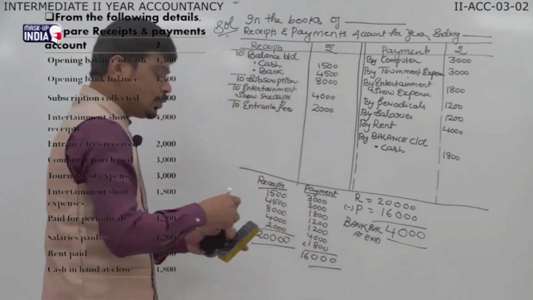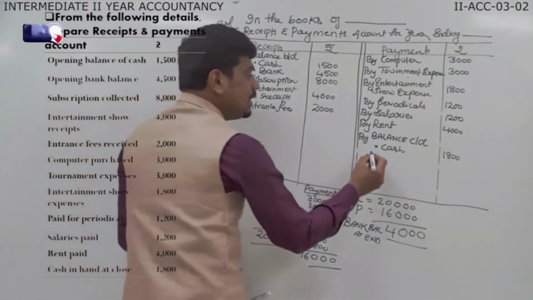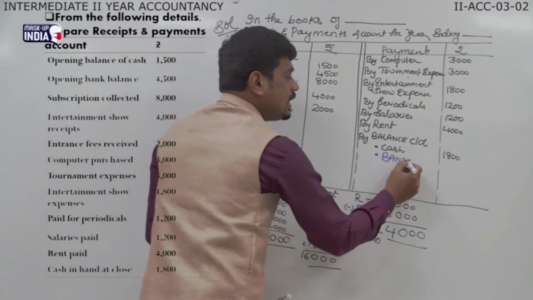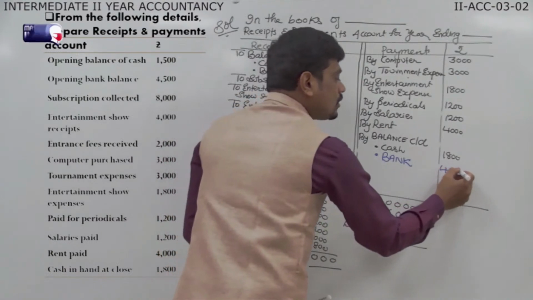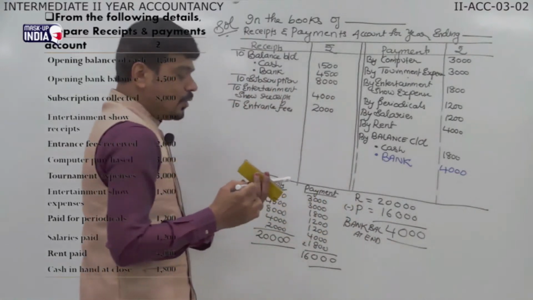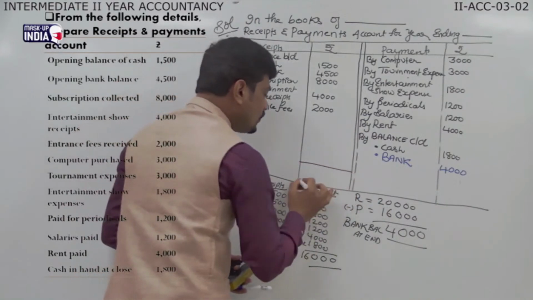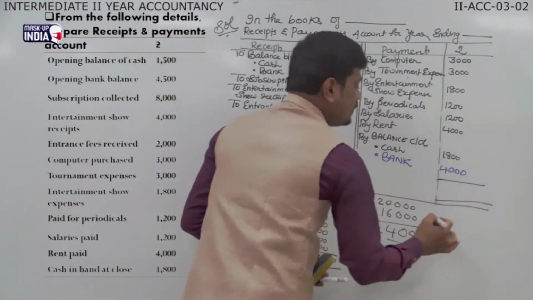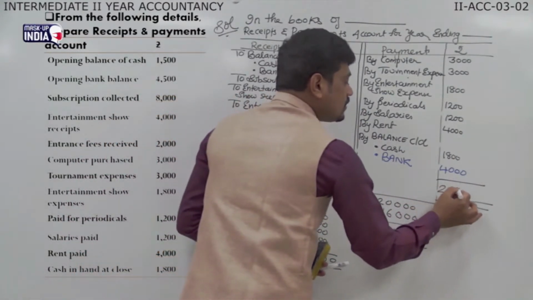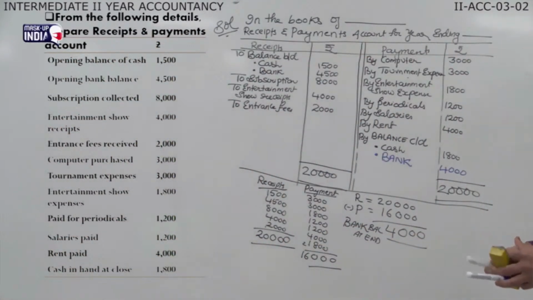Now this we are going to post as the balancing figure, that is on the credit side. After the cash, we'll write, in another color for understanding, bank 4,000. Bank 4,000. And now we are going to close the receipts and payments account. If we close the total line, we will close with 20,000 on both sides. This is how to prepare the receipts and payments account.